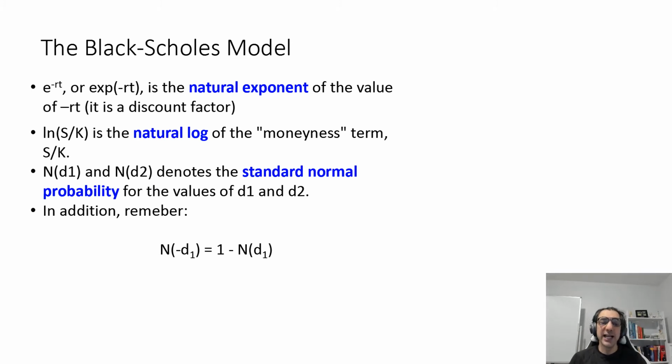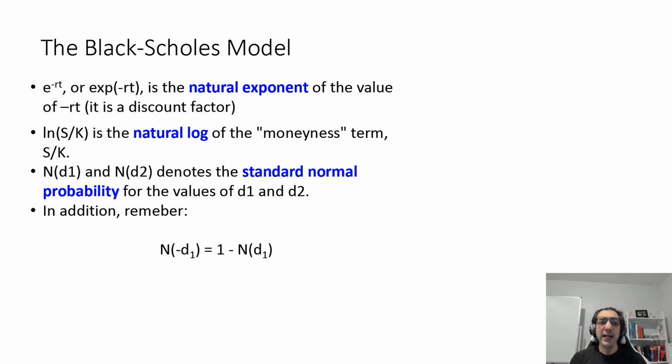What is the ln S over K? That's your natural logarithm of the moneyness term. So what is the moneyness? We already talked about in the money, out of the money, at the money. So when you compare the exercise price with the strike price, we talk about three possible scenarios which might happen for both call option and put option. Please go back to lesson 4 when we talk about these terminologies.